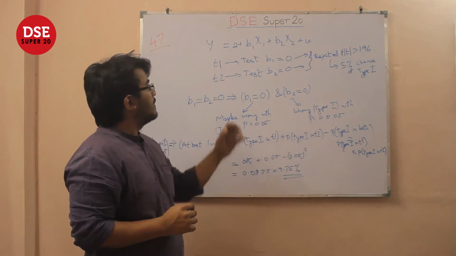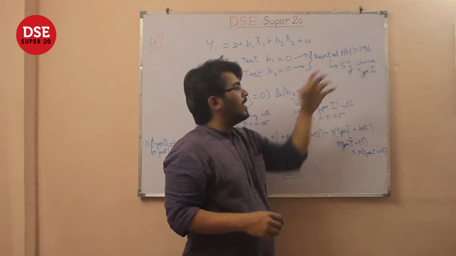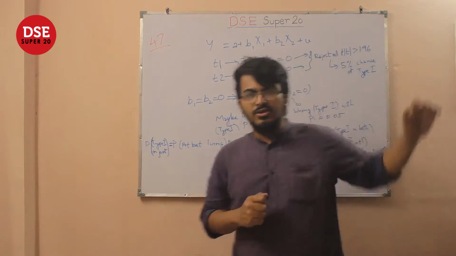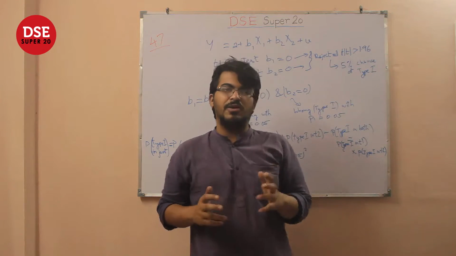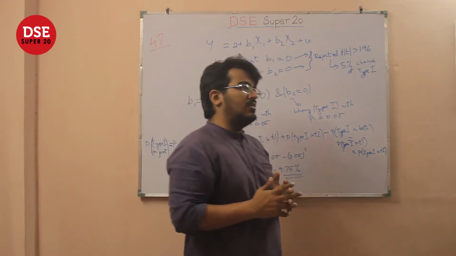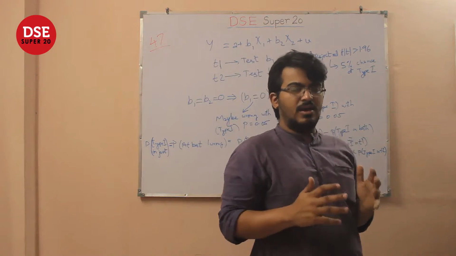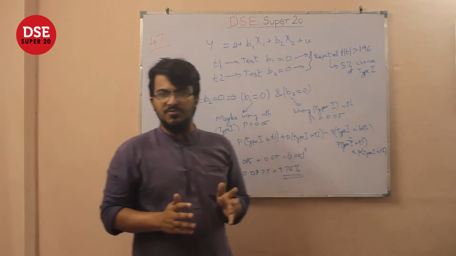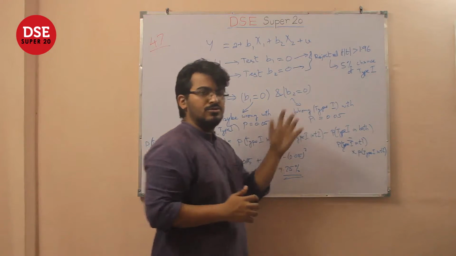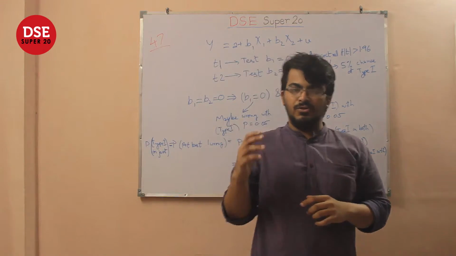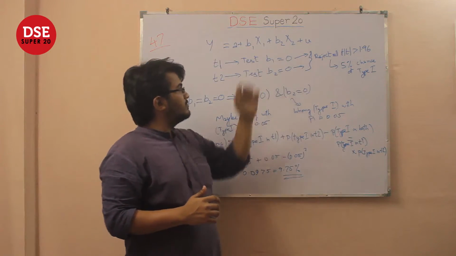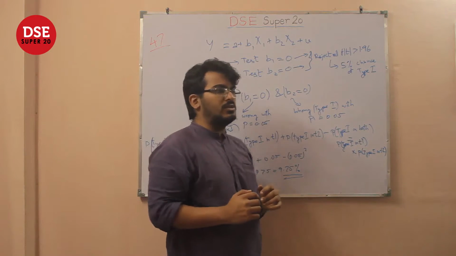Now, when you have a t statistic, you reject the null if the absolute value of the t statistic is greater than 1.96. It's well known that this has a 5% chance of running into a type 1 error. That is, if you test the null hypothesis that b1 equal to 0, for example, and you reject the null, there's a 5% chance that your null was actually true, that b1 is in fact equal to 0.